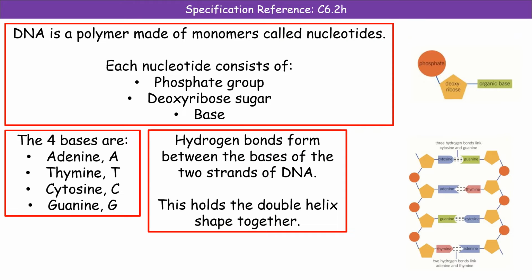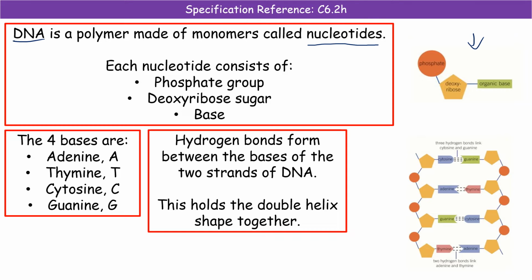We now need to consider biological polymers. These are things we have all met in biology over the course of the GCSE. First one, DNA. DNA is made of monomers called nucleotides. That is a nucleotide made of a phosphate, deoxyribose, and an organic base.